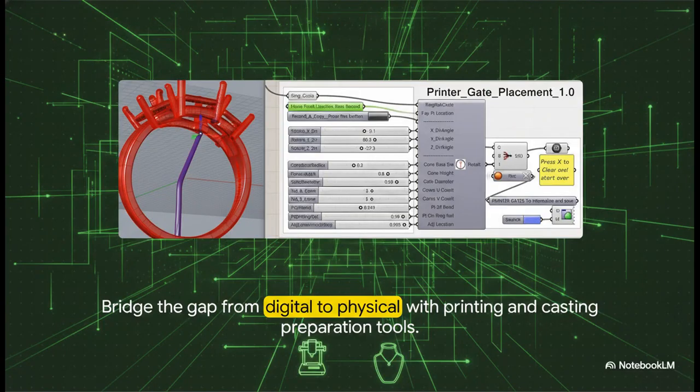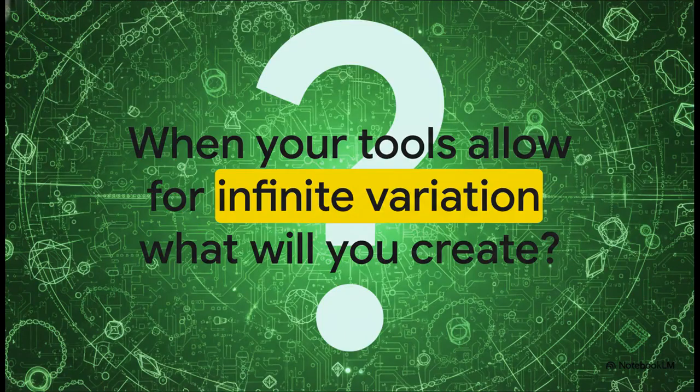And you know, it's not just about making pretty pictures. The whole point is to create a physical piece of jewelry. Tools like the printer gate placement component are what bridge that gap from digital to physical. It helps you strategically place all the necessary supports for 3D printing and casting, making sure your design is actually manufacturable from the get-go. So, after our tour of this incredibly powerful digital workbench, we're left with one final thought.